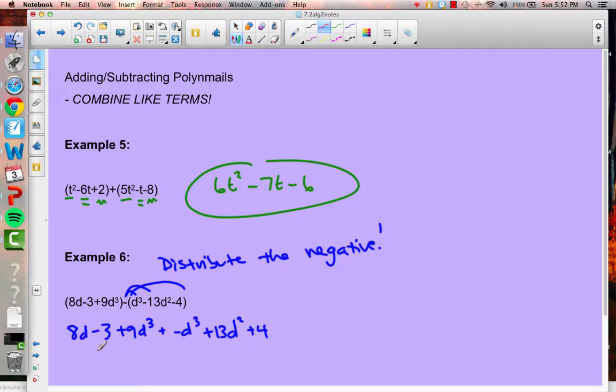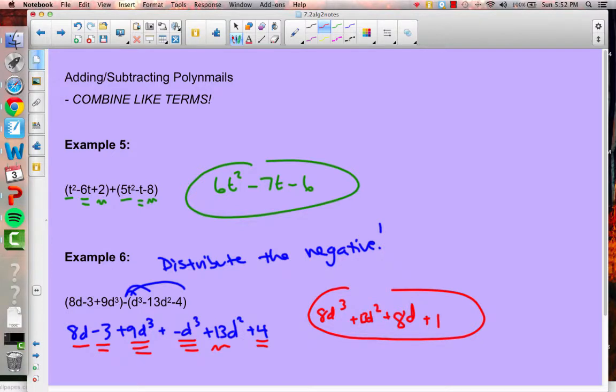So now we have all like terms, all distributed, and we're going to combine like terms. So here we have an 8d. Do we have any other d's? Nope, so we're going to leave that as 8d. We have a negative 3 and a positive 4. That gets us positive 1. Okay. And then we have a 9d cubed and a negative d cubed. So what's 9 plus negative 1? Gets us positive 8d cubed. So 8d cubed. And then we have a 13d squared, which doesn't have anything to combine with it, so plus 13d squared. So there would be my final answer.